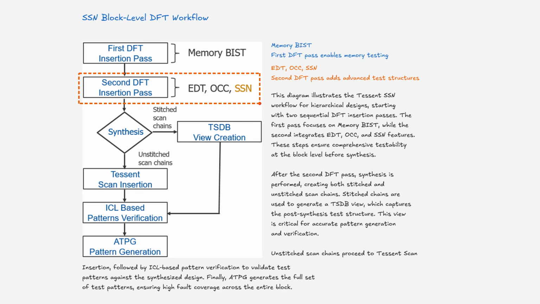After the second DFT pass, synthesis is performed, creating both stitched and unstitched scan chains. Stitched chains are used to generate a TSDB view, which captures the post-synthesis test structure. This view is critical for accurate pattern generation and verification. Unstitched scan chains proceed to Tessent scan insertion, followed by ICL-based pattern verification to validate test patterns against the synthesized design. Finally, a TPG generates the full set of test patterns, ensuring high fault coverage across the entire block.